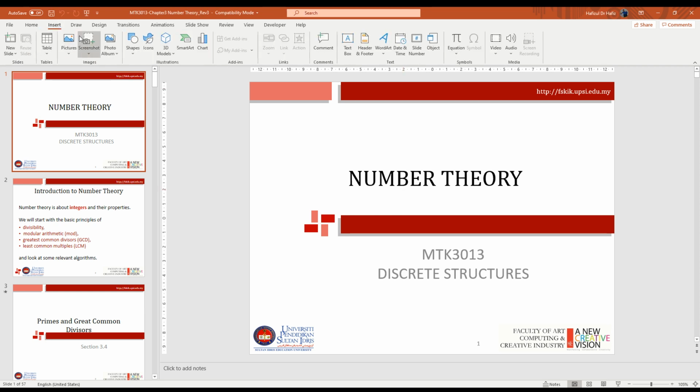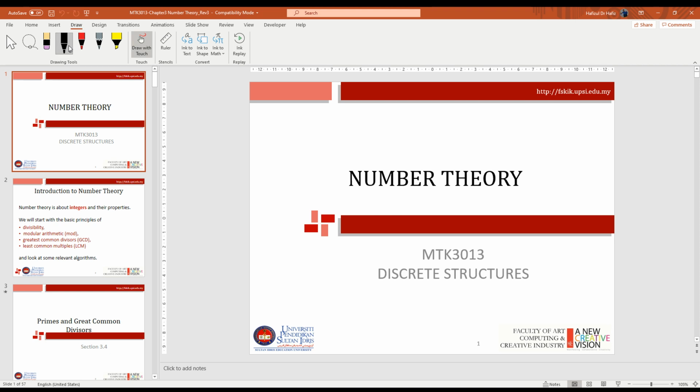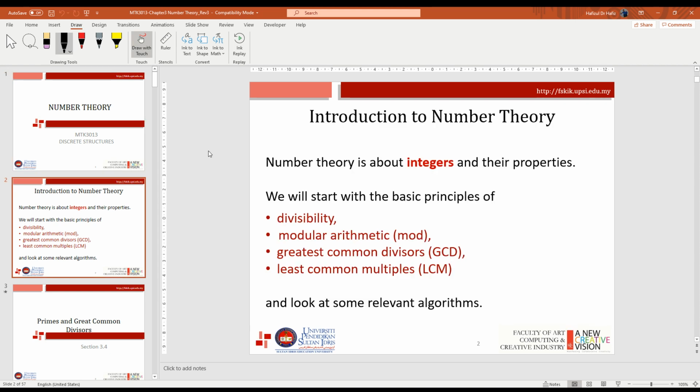For today we are looking at number theory. Basically, number theory is about the integers. We start with the basic principles of divisibility, modular arithmetic, the greatest common divisor (GCD), and the least common multiple (LCM). And then we take a look at some of the relevant algorithms that we will discuss later.